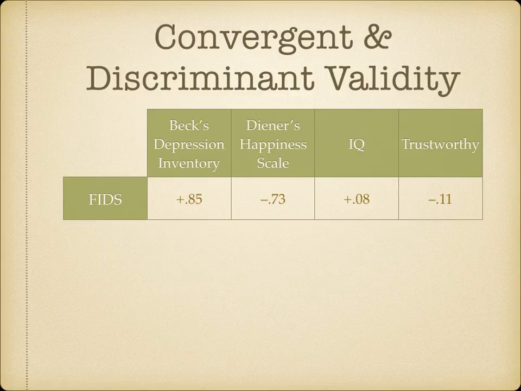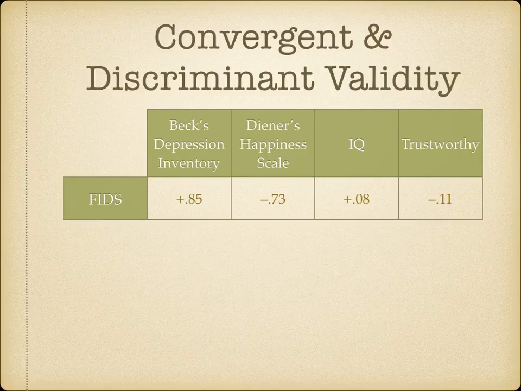So let's imagine these are correlations, that we have our FIDS scale. We took the same exact people and we measured them with our new FIDS scale, with Beck's Depression Inventory, which is a real standard and well-validated depression scale, Diener's Happiness Scale, which your book talks about a little bit and is a good, well-validated measurement of how happy people are, an IQ scale, which, regardless of a lot of validity issues, we tend to get good reliability with, if nothing else, we think is measuring general cognitive capability, and trustworthiness, a scale on trustworthiness of a person.